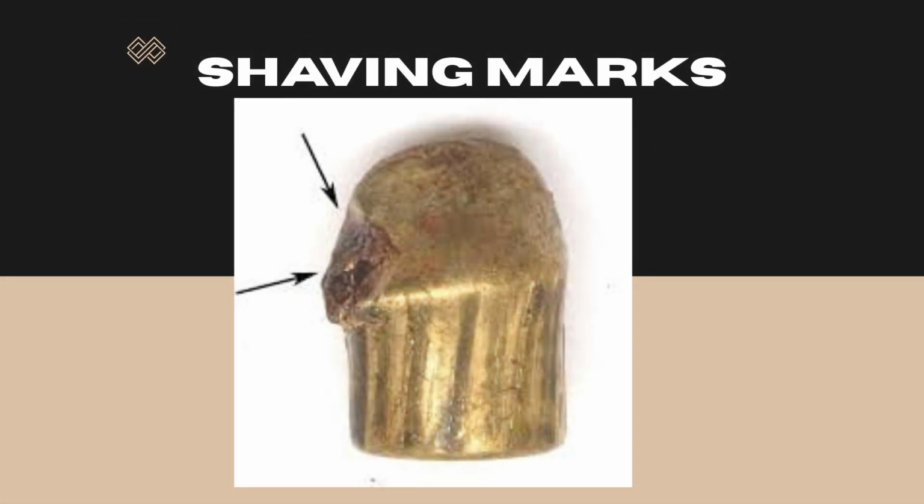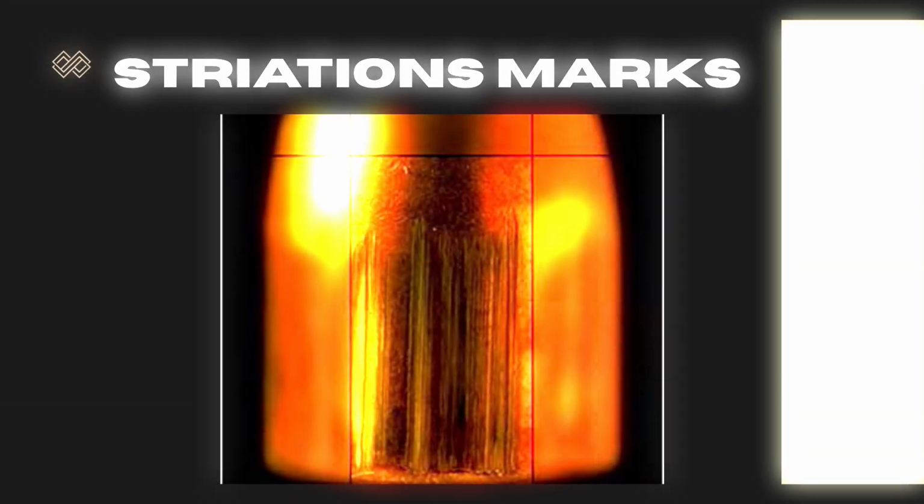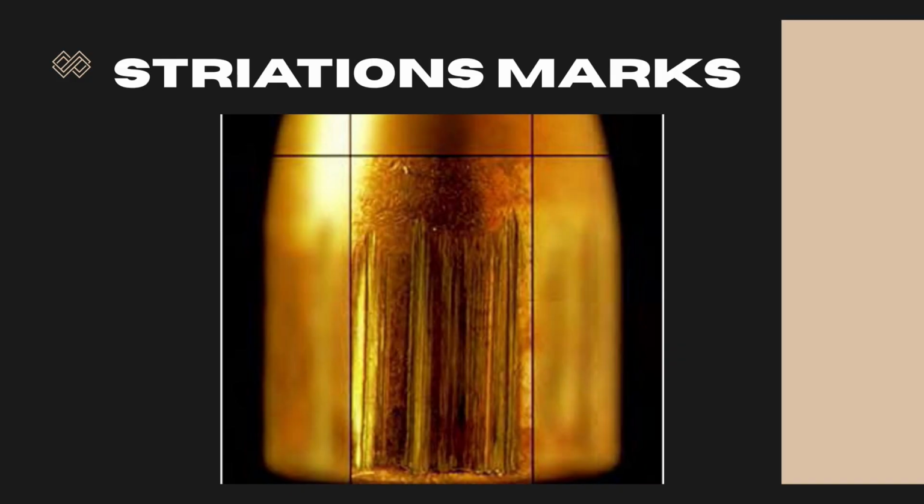Fourth, the shaving marks. Shaving marks appear when the rough or sharp edges inside the barrel scrape or shave off small portions of the bullet's surface. These marks look like small scratches, peeled areas, or straight cuts on the bullet. Lastly, the striation marks. Striations are fine microscopic scratches unique to each firearm. They are produced by the tiny imperfections inside the barrel. Striations are the most important marks because they serve as the firearm's individual signature.